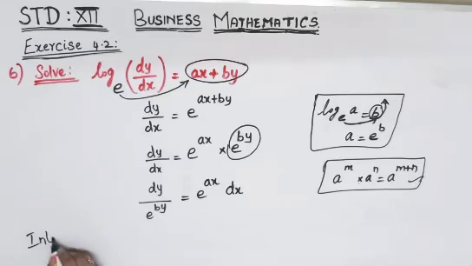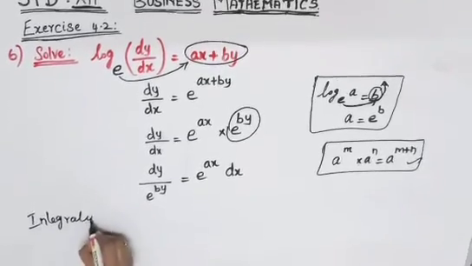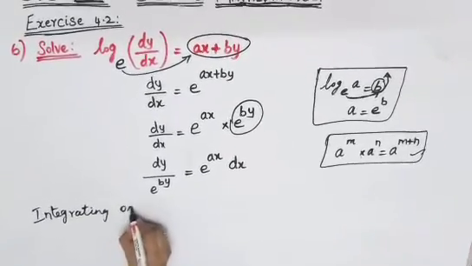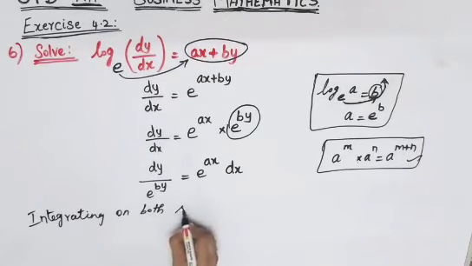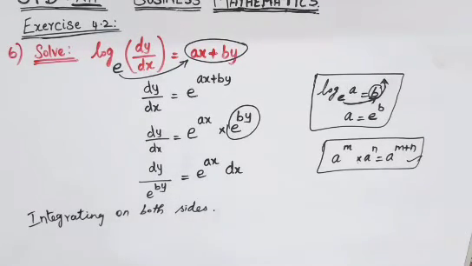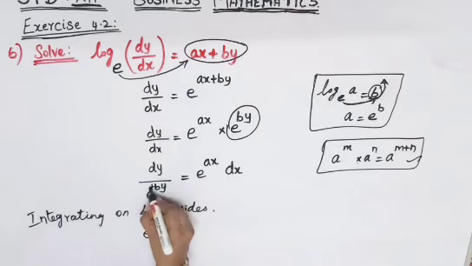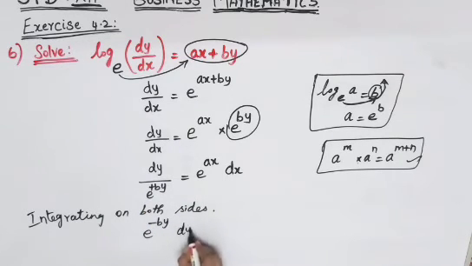Okay. So integrating on both sides. So you will have to do your integral. So integral, but e term is in the denominator. So we'll just take to the numerator. So e power minus by, because here it is plus. If you take to the numerator, it will become minus. Okay, so e power minus by into dy is equal to e power ax into dx. Now you can integrate. So integrating on both sides.